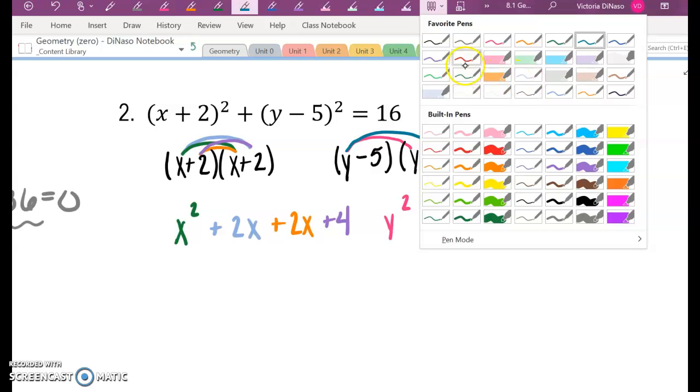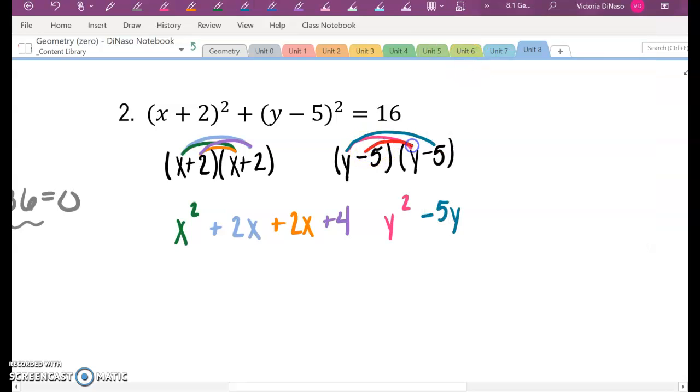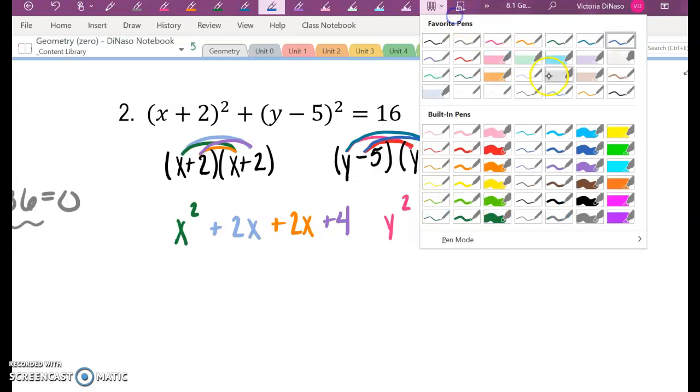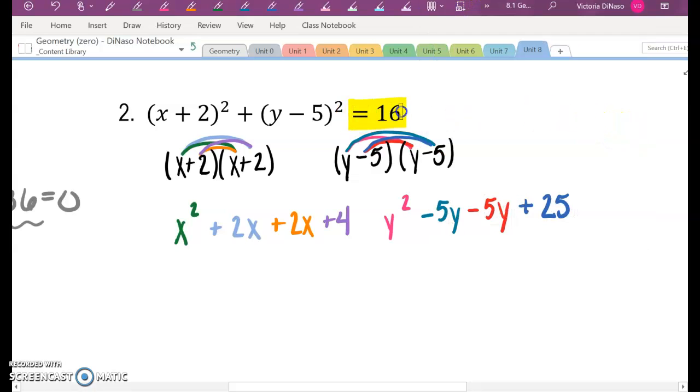And then we've got negative 5 times y, which is negative 5y. And then finally, we have negative 5 times negative 5, which is a positive 25. Now, this whole thing, go back to the original, is set equal to 16.